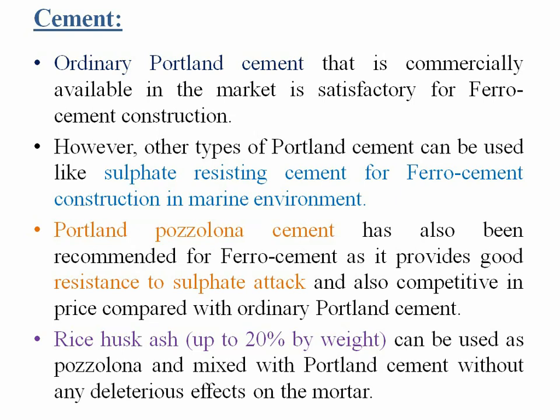This rice husk can be used as a pozzolana and mixed with the Portland cement without any deleterious effects on the mortar. That's why it is said you can use rice husk up to 20% by weight of Portland cement.